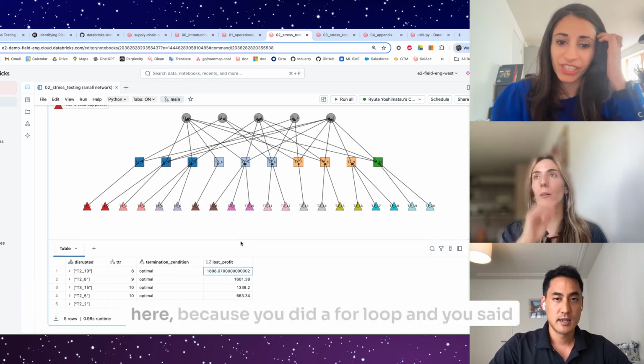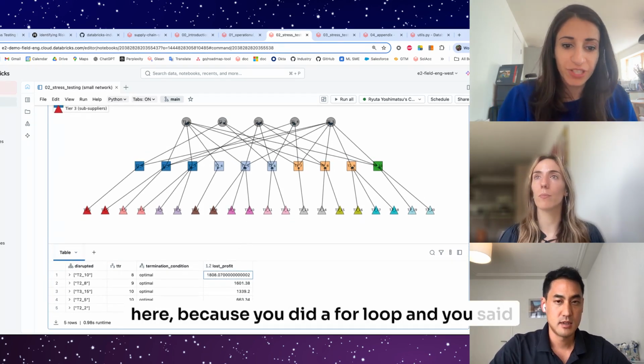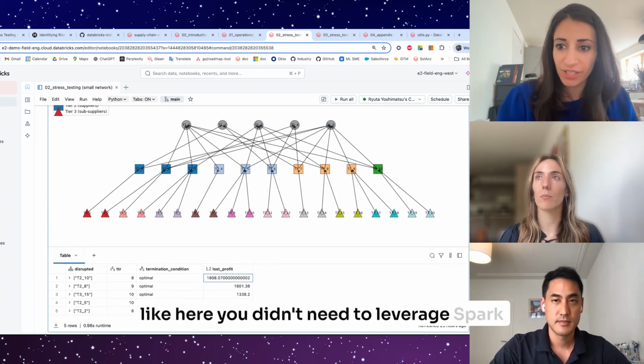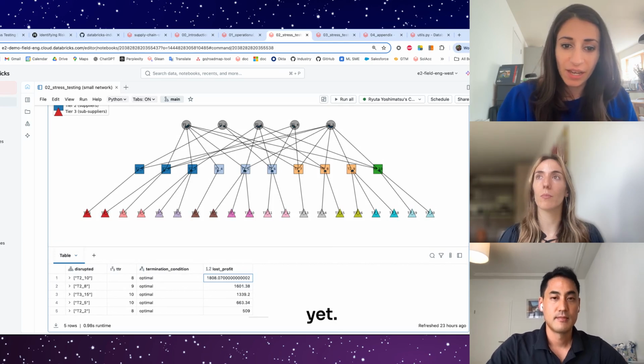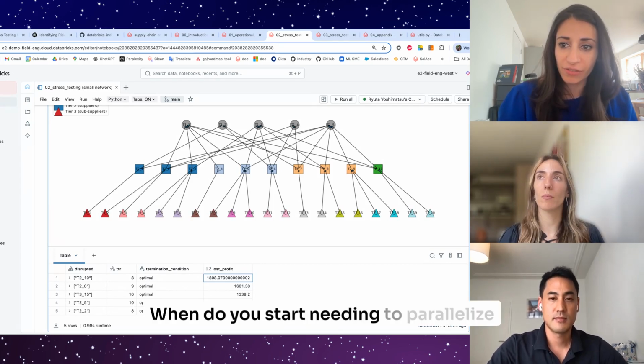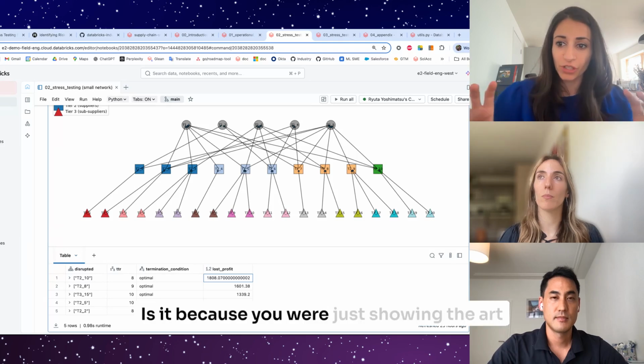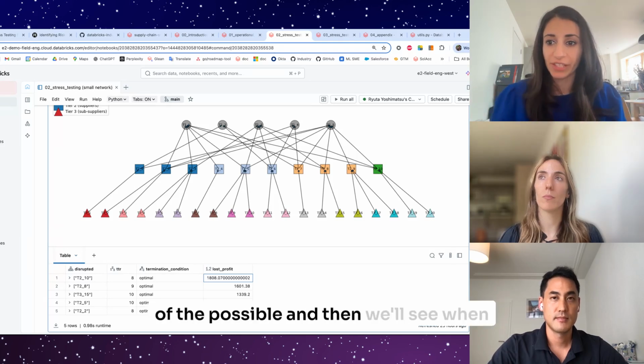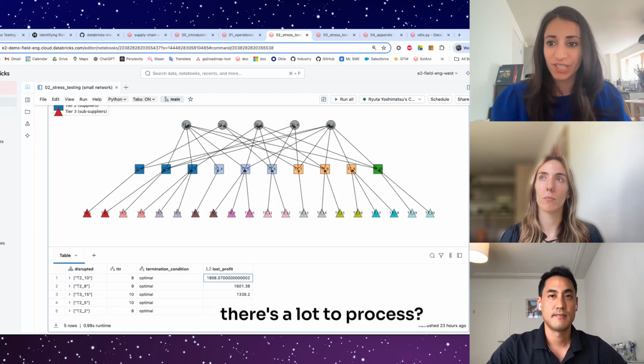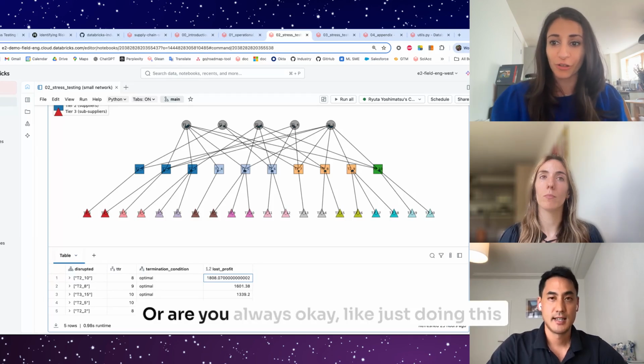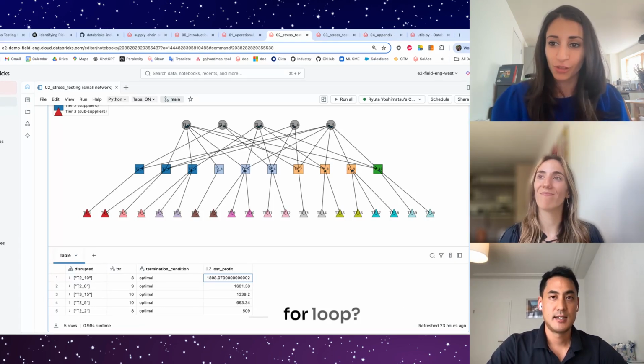So question here, because you did a for loop and you said here you didn't need to leverage Spark yet. When do you start needing to parallelize that? Is it because here we're just showing the art of the possible and then we'll see when there's a lot to process? Or are you always okay just doing this for loop?